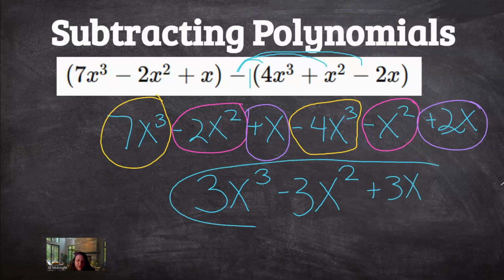And we have it. So the only thing different between adding and subtracting is with subtracting, you have to make sure to change the signs of everything in the second set of parentheses. If there's nothing there, you assume it's positive, and then you change it to negative. If there's a positive there, you change it to negative. If there's a negative there, you change it to positive. So that's when you're subtracting polynomials.